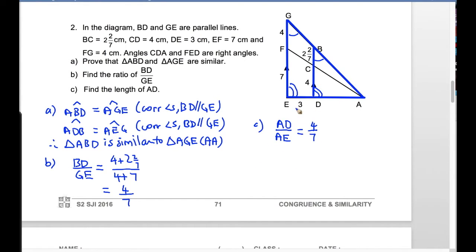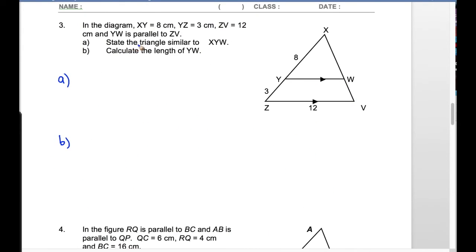Now, AE is made up of AD plus 3. Therefore, to find AD, we first cross multiply and simplify to find AD, which is equal to 4 centimeters. This completes question 2. Question 3a.